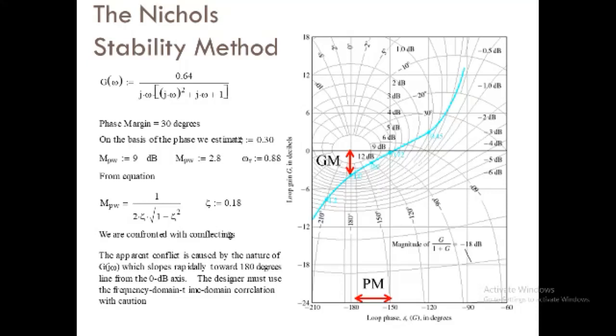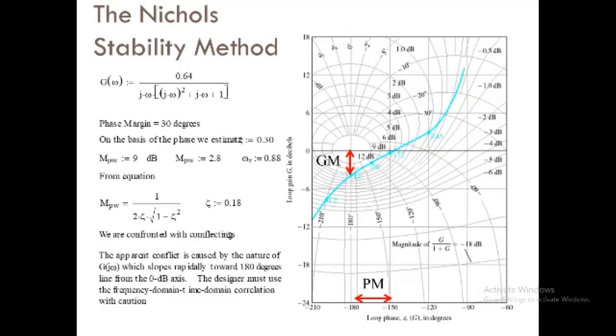Now, what is relative stability? The relative stability of a particular system is indicated by the gain margin and the phase margin in terms of the system's open loop frequency response. Consequently, these parameters are easy to determine from the Bode plot of GH of j omega. Since 0 dB corresponds to a magnitude of 1, the gain margin is the number in dB that GH of j omega is below 0 dB at the phase crossover frequency, omega PC.